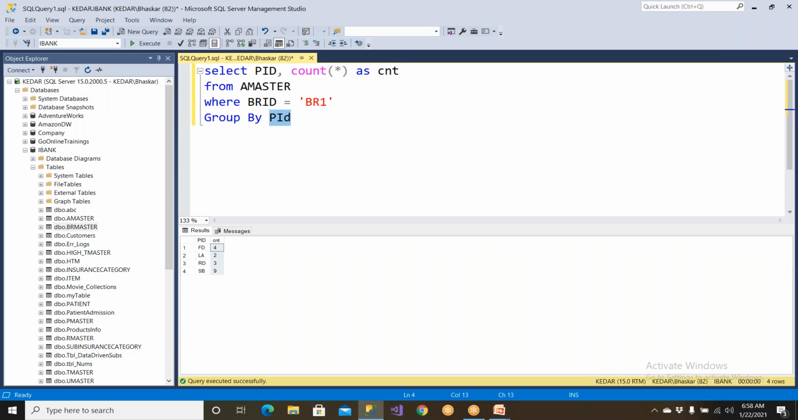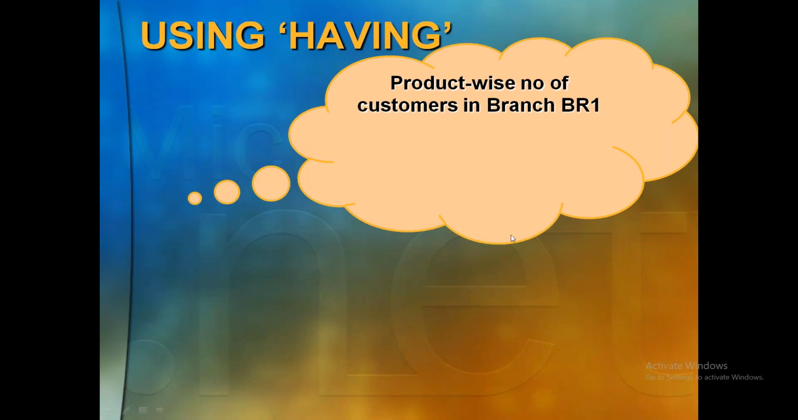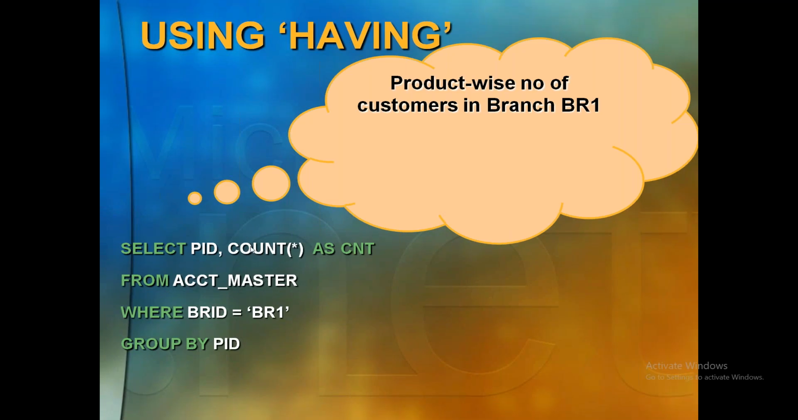Grouping means it is going to sort the data, then cut the data into groups: group number one, group number two, group number three, group number four, and it is going to count them. Clear? So you can see product wise, fixed deposit four customers, loan account two customers, recurring deposit three customers, savings bank nine customers. This is the data I have. So this is the query and this is the answer. This is the question. This is the answer. Product wise, so it is elimination, grouping by product, then count.